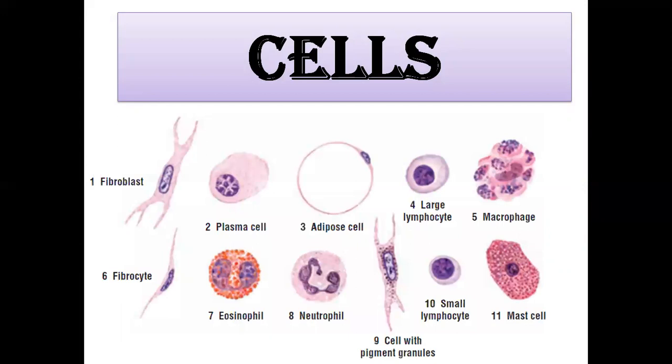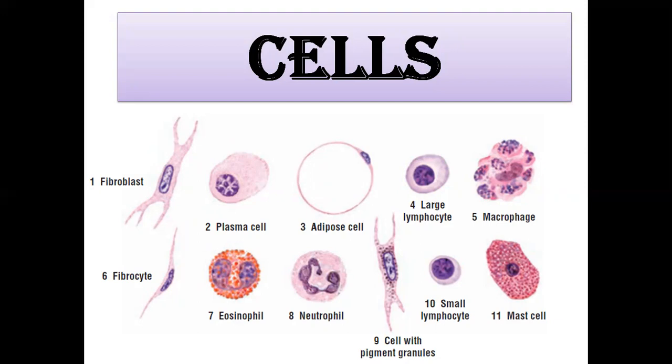The various types of cells we have are fibroblasts, plasma cells, adipose cell, large lymphocyte, macrophage, fibrocyte, eosinophil, neutrophil, cell with pigment granules, small lymphocyte, and mast cells. Except fibroblasts, fibrocytes, and adipose cells, the remaining cells we generally see as components of blood, right? You have studied this in the blood chapter in physiology. Try to recollect the same thing now, though I will be elaborating everything.